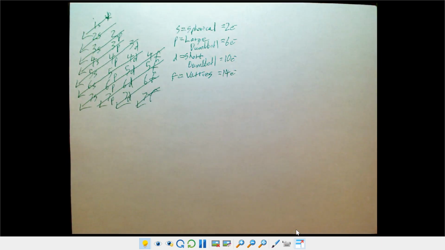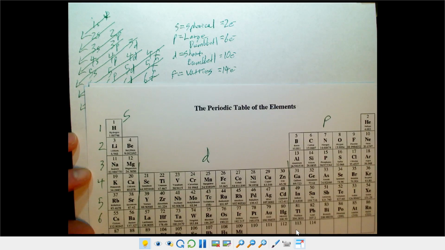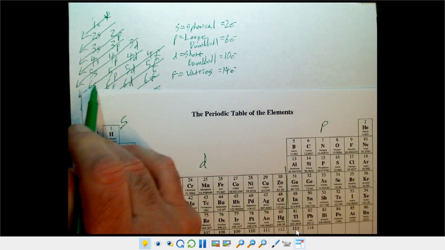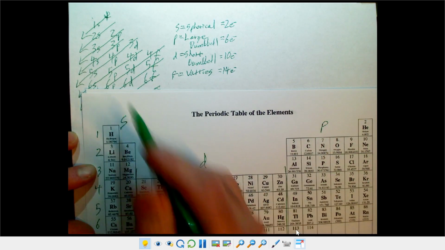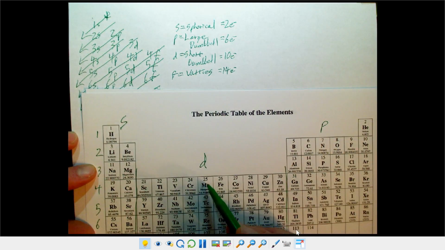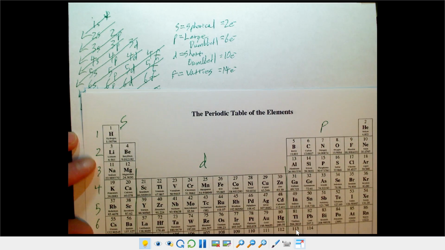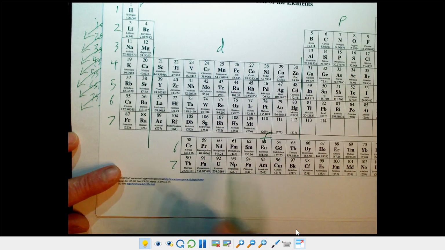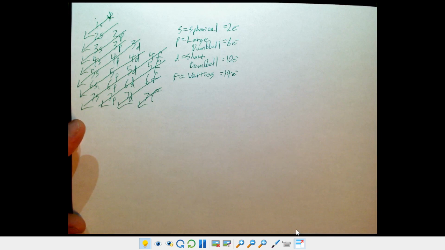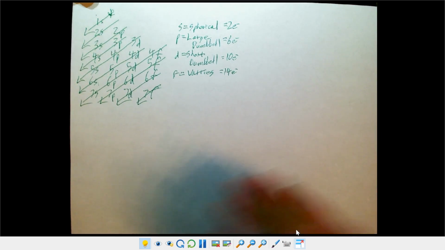Okay, so really what I've done is I've taken the periodic table that's here, and you can see here's your S, that's my first column, and then we have P, that represents this column, and then we have D, and then we have F, which are the ones down here at the bottom. Okay, so it's created from the periodic table.